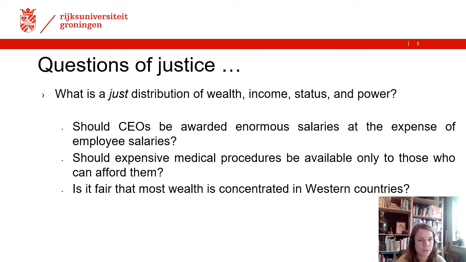So you might, of course, wonder, well, what is a just distribution of wealth, of income, of status, of power? Should CEOs be awarded enormous salaries at the expense of employee salaries? Should expensive medical procedures be available only to those who can afford them? And is it fair that most wealth is concentrated in Western countries? Well, these are all questions that arise if we think about justice, about distribution of means of production, of income, of goods across the globe. And we're going to look at a couple of perspectives that can help us to answer these questions.